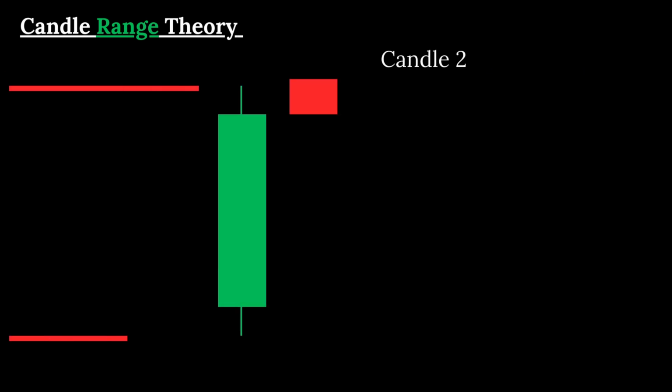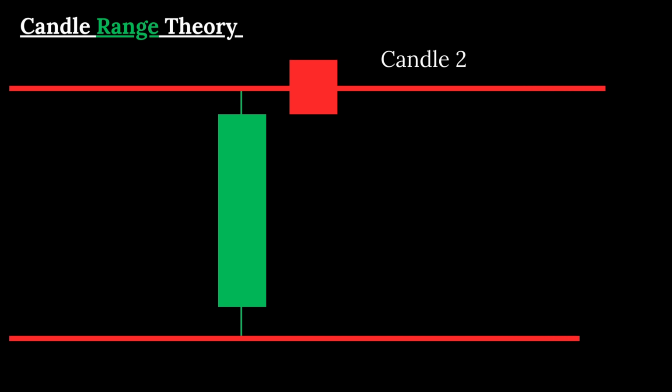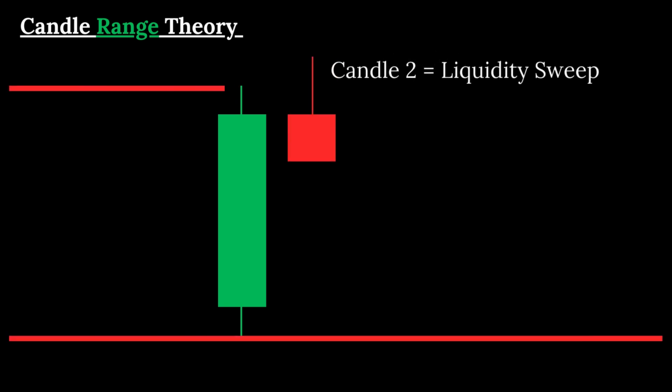Candle 2. This is your trap candle. Price pierces either above the candle range high or below the candle range low, but fails to close beyond it. This move is your liquidity sweep, your signal of market manipulation, and it's critical. If the candle were to close outside the range, the CRT setup becomes invalid.